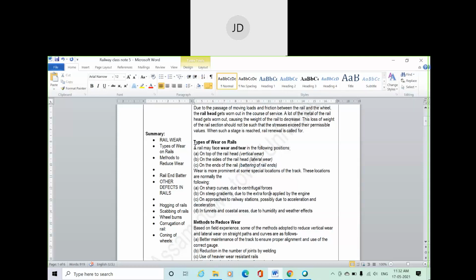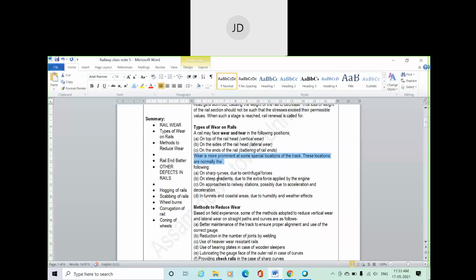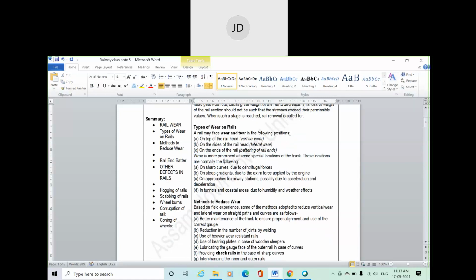So generally, a rail may face wear and tear based on the position. They are vertical wear, lateral wear, and battering of the rail end. We are going to discuss what battering of the rail end is in a coming lecture. Wear is more prominent in some special locations of the track, and these locations are normally the following: on sharp curves due to centrifugal force, on steep gradients due to the extra force applied by the engine, on approaches to railway stations, possibly due to acceleration and deceleration, and in tunnels and coastal areas due to humidity and weather effects.